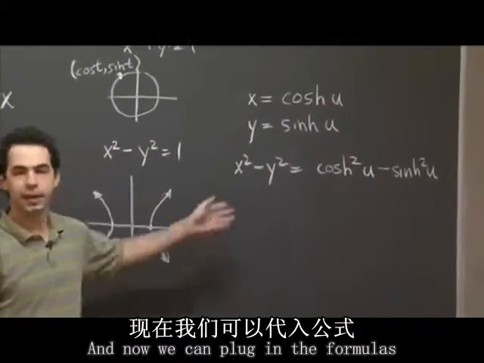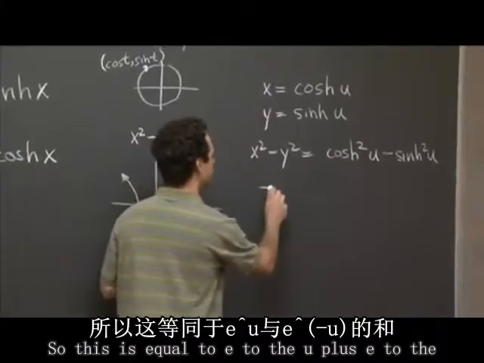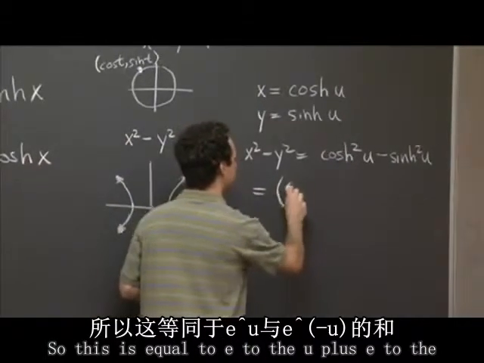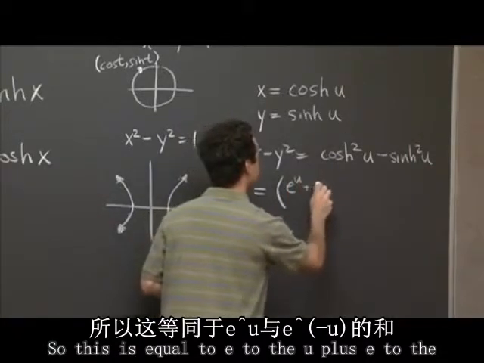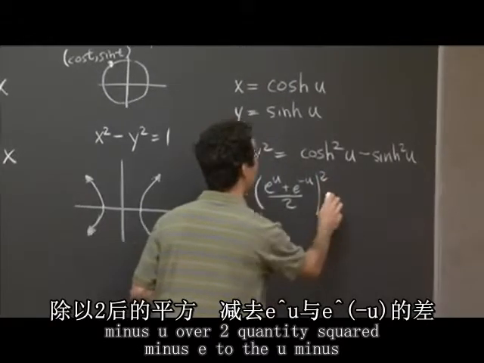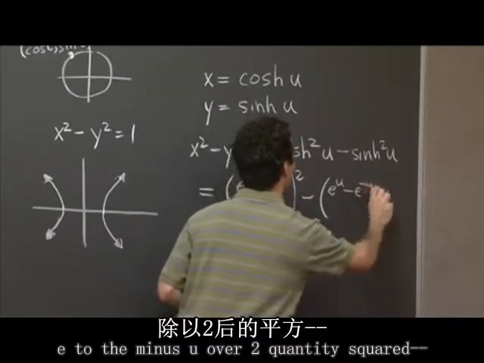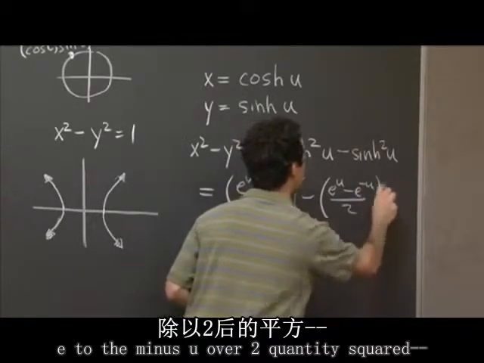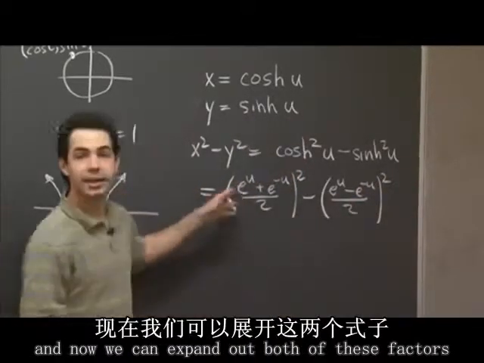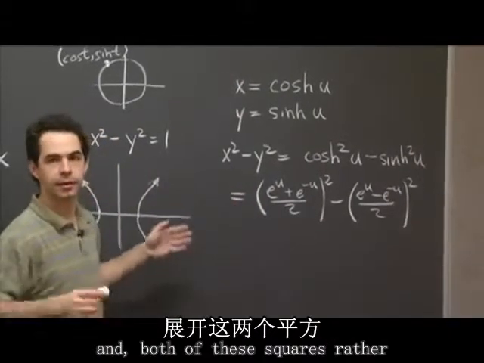And now we can plug in the formulas for cosh and sinh that we have. So this is equal to (e^u + e^(-u))/2 quantity squared minus (e^u - e^(-u))/2 quantity squared. And now we can expand out both of these squares and put them together.